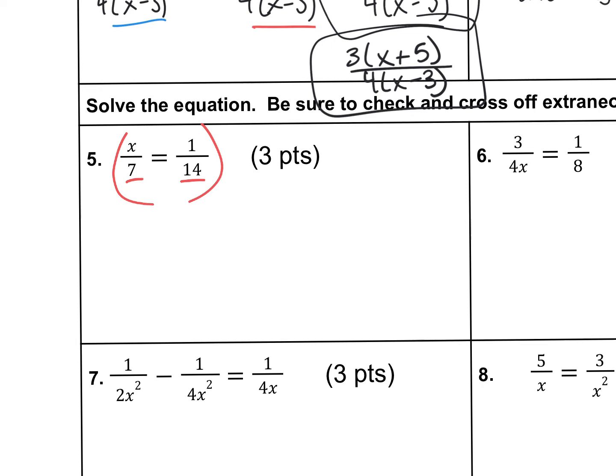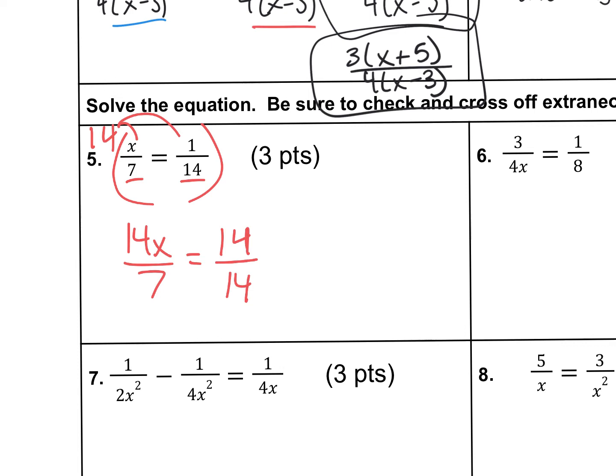But since this is an equation, I don't have to keep the common denominator, right? I just distribute it. I'm going to write it up here, and it's going to go to both sides. When I do this, I multiply the tops, and I keep the bottom. So 14 times x is 14x over 7 equals 14 over 14, you got it. 14 times 1 is 14 over 14.